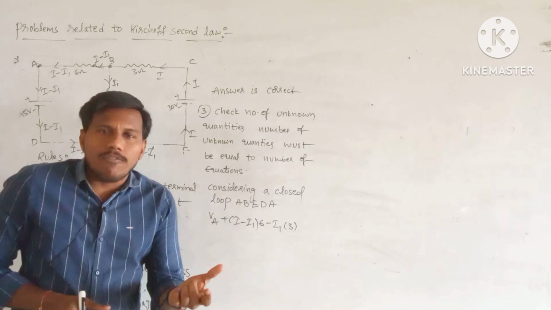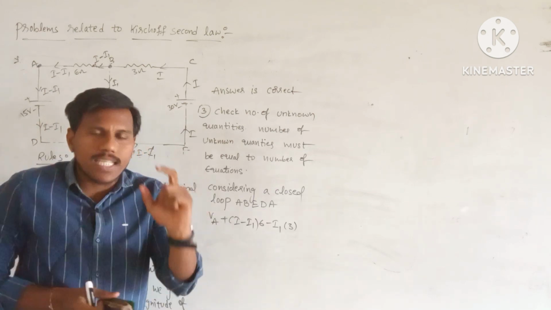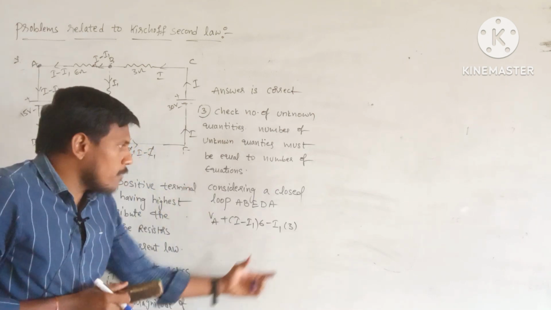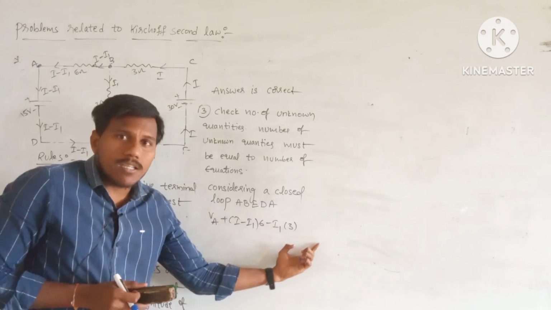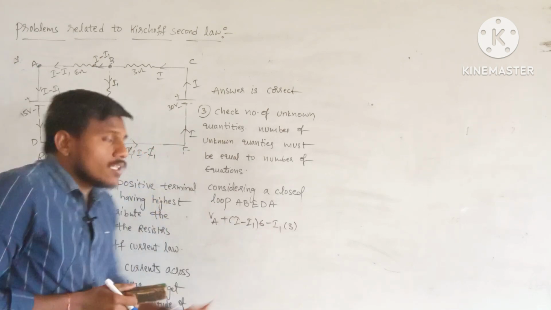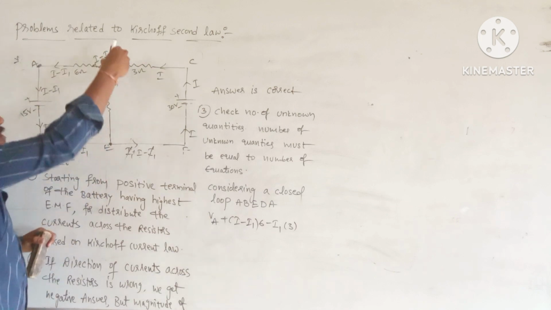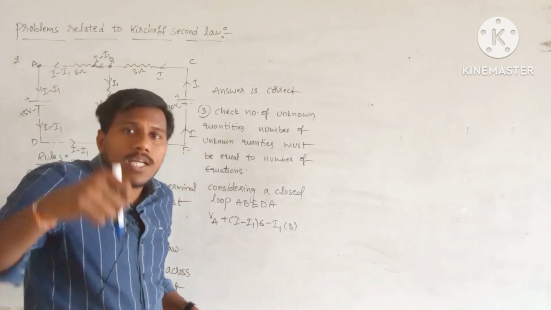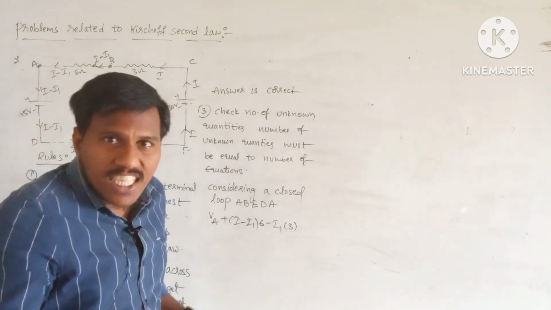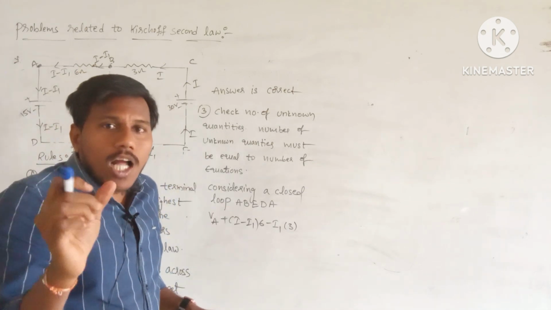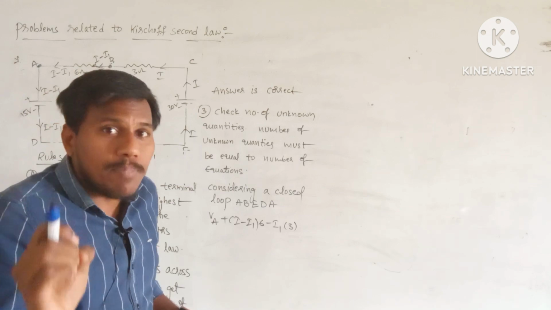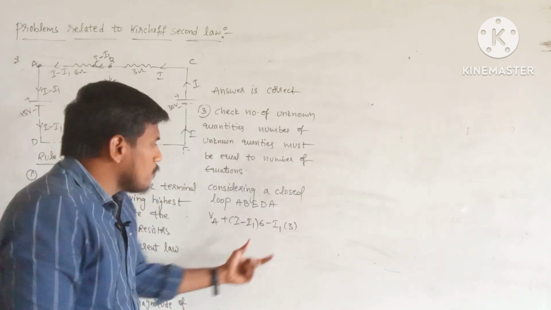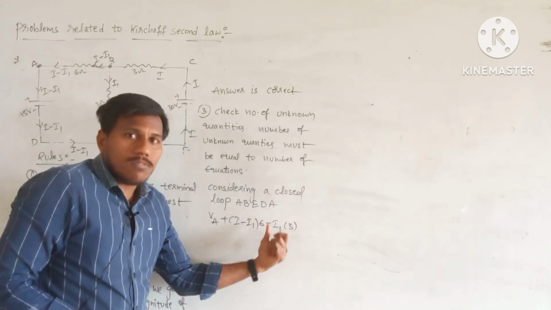Ohm's law formula, V is equal to IR. Based on that Ohm's law formula, I am writing minus I1 into 3. Why am I writing minus? Here in the path BE, we move in the direction of electric current. Already we discussed that when we move in the direction of electric current, the potential difference across the resistor is taken as negative. That's why I am writing the negative sign here.